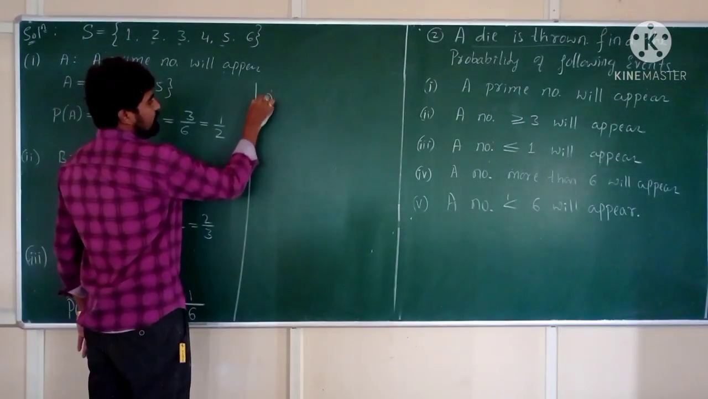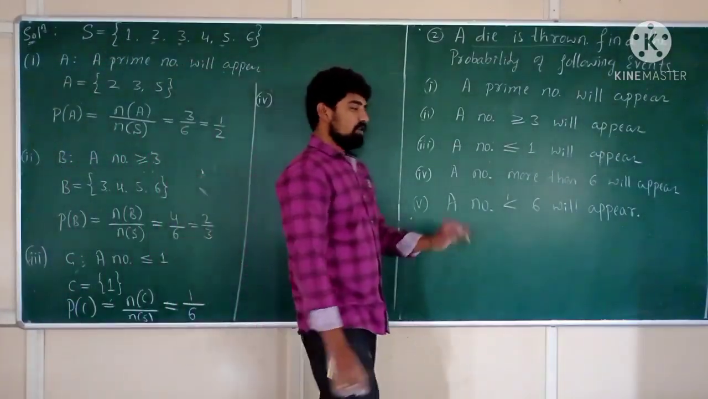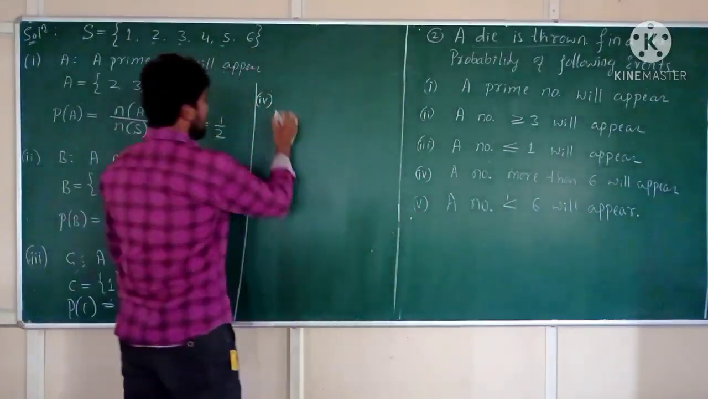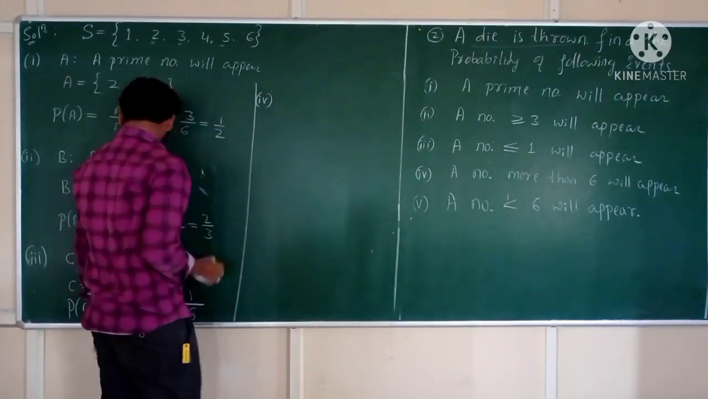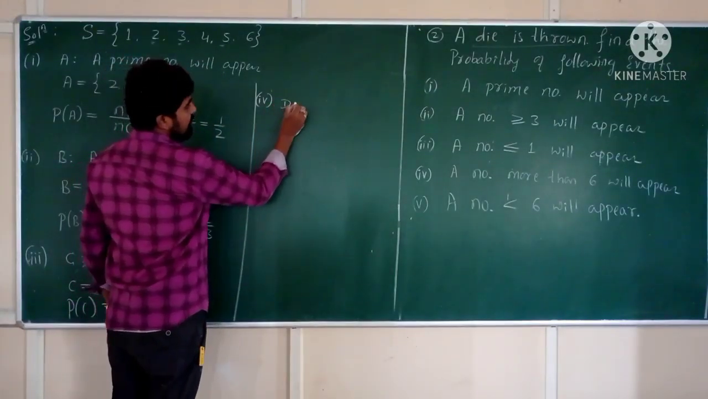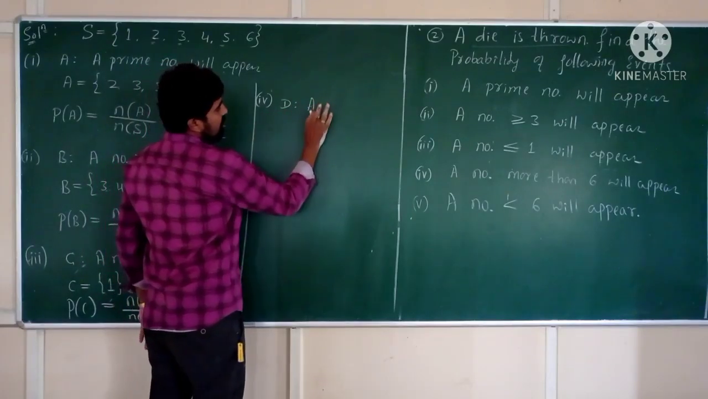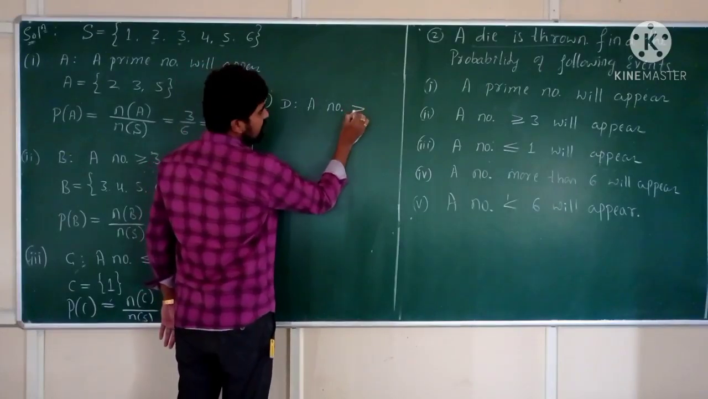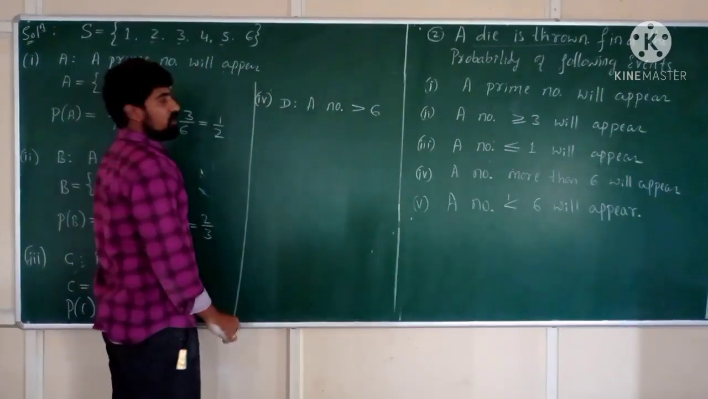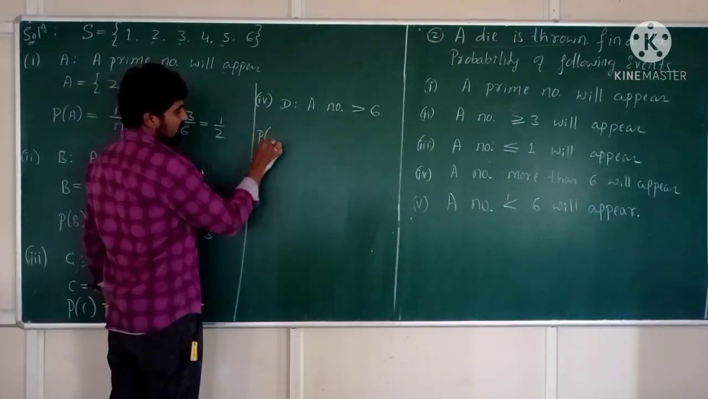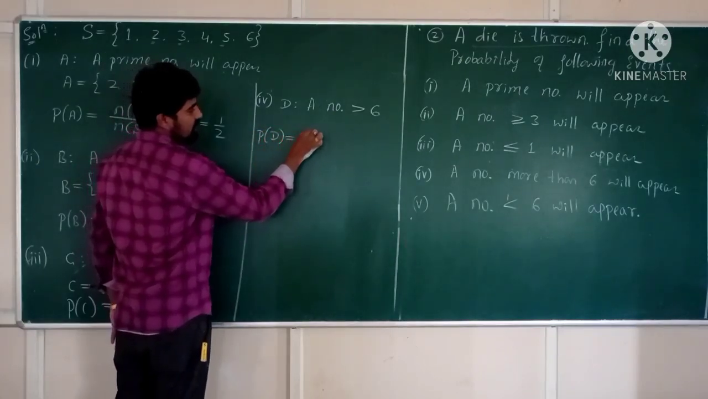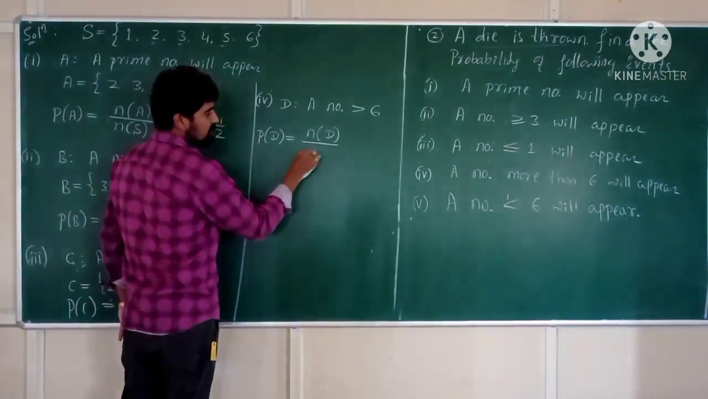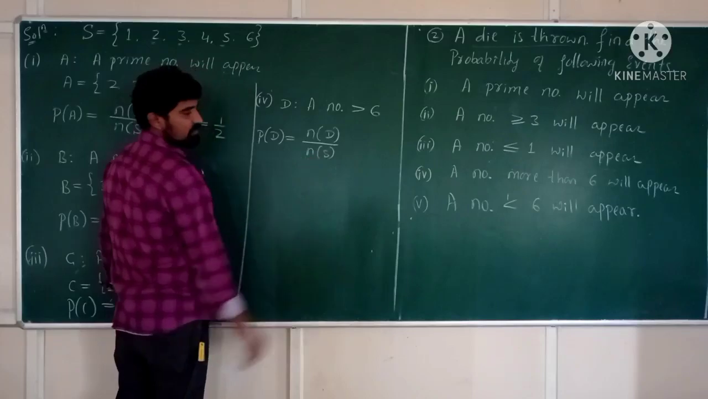Now the fourth one. The fourth one is we need to find out the probability that a number more than 6 will appear. First, let us define the event. D. D is what? A number more than 6, which is the same as greater than 6. I hope all of you understand. Therefore, the probability of the event D is given by the number of outcomes present in the event D divided by the number of outcomes present in the sample space.